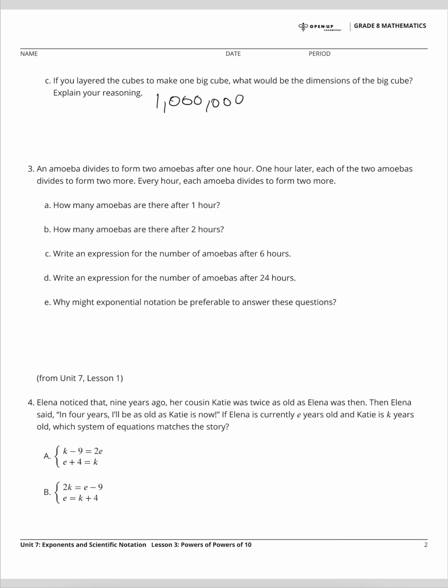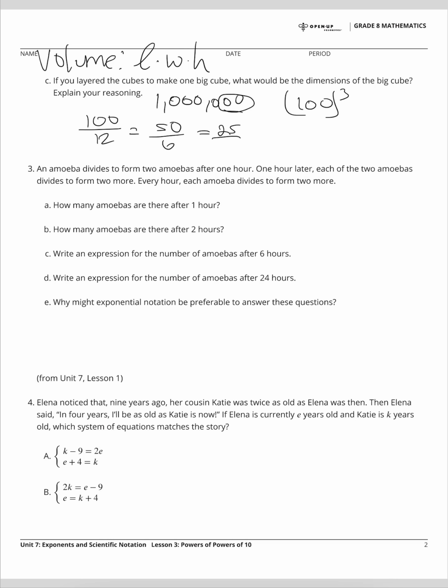You want to break this up into 3 equal parts because volume needs length, width, and height. So it would be 100 times itself 3 times. And I know 100 divided by 12, it's a little bit easier to compute. 50 over 6, right, because we're cutting them in half. 25 over 3, that's 8.3 feet. That could definitely fit in the class. A cube that's about 8.3 feet on each side.